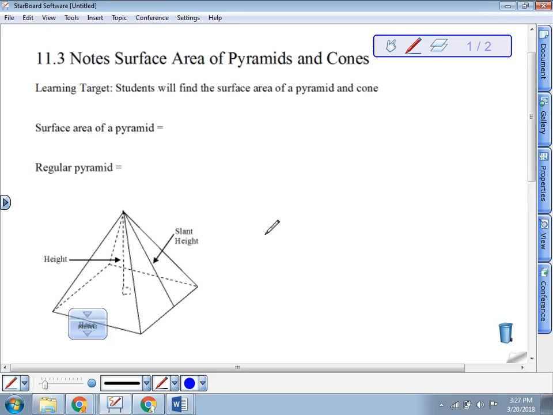Welcome to the notes on surface area of pyramids and cones. So again, our goal is to find the surface area of a pyramid and a cone. So let's start with the surface area of a pyramid.